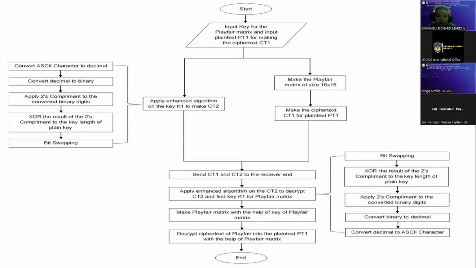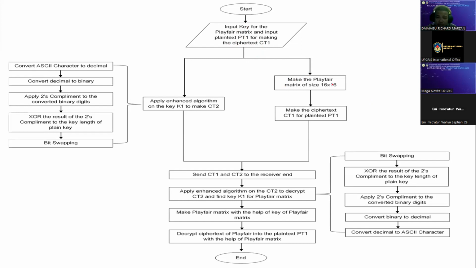So for this start, you have to put the input key, as we can see here. So input key for the Playfair matrix and input plain text, or PT1, for making the ciphertext one. Okay, CT1. So we will call that CT1 for the ciphertext one. Then after that, it will make the Playfair matrix of size 16 by 16. But actually the first Playfair is 5 by 5, but it has been enhanced in many studies until it comes out with 16 by 16.